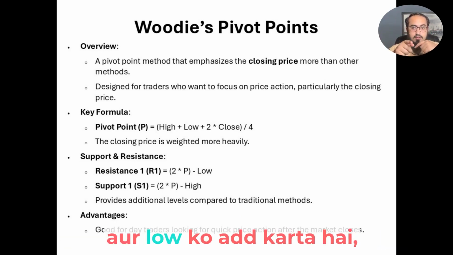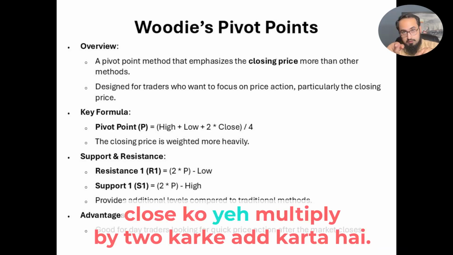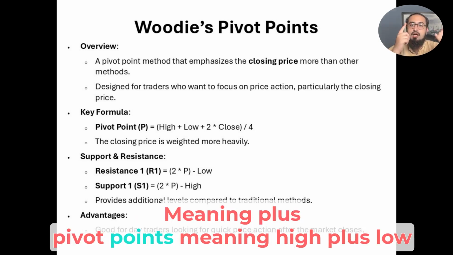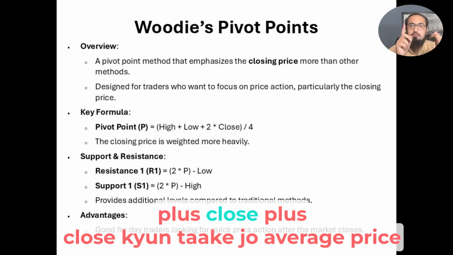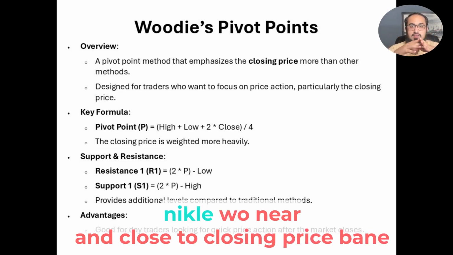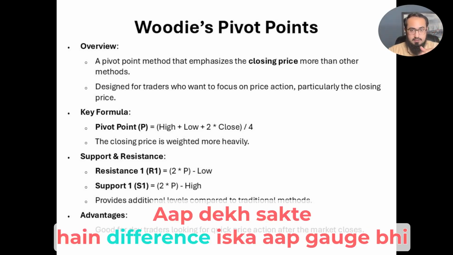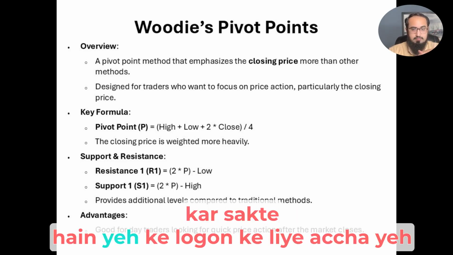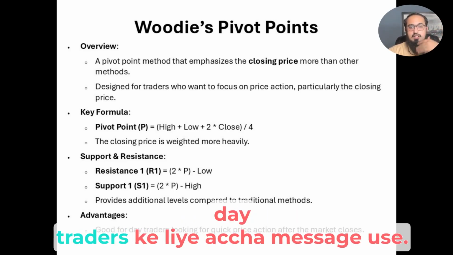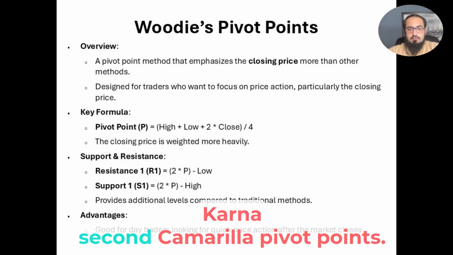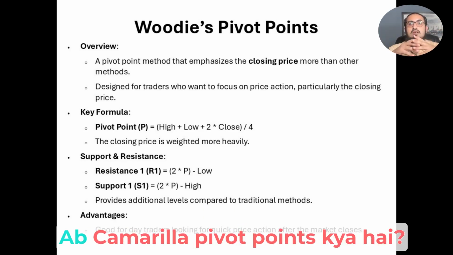The difference is that it adds the high and low to the pivot and multiplies the close by 2 and then adds it. Meaning, high plus low plus 2 times close, divided by 4. Why? So that the average price that comes out is near and close to the closing price. The rest of its formula is almost the same. You can see it. You can also gauge its difference. Who is this good for? This is good for day traders, using it mostly.